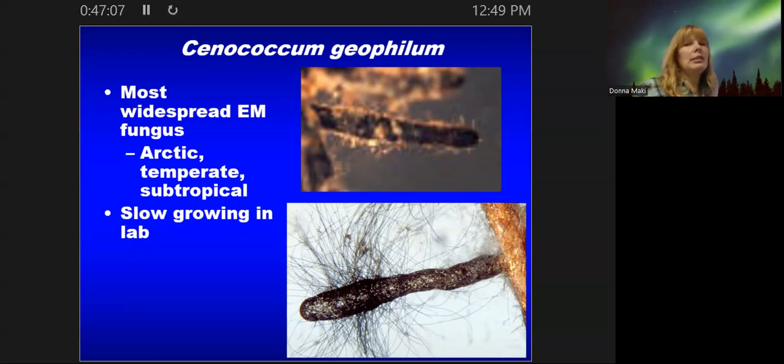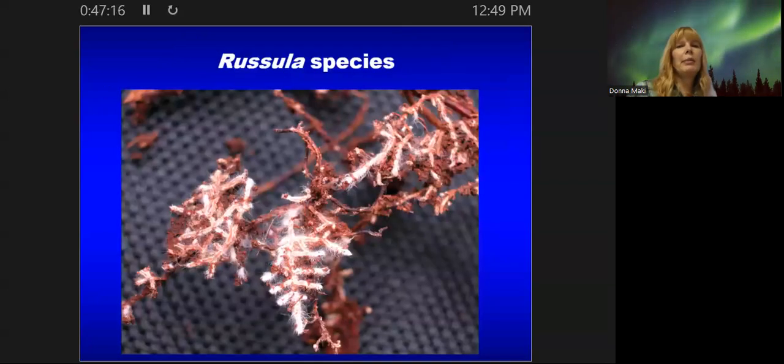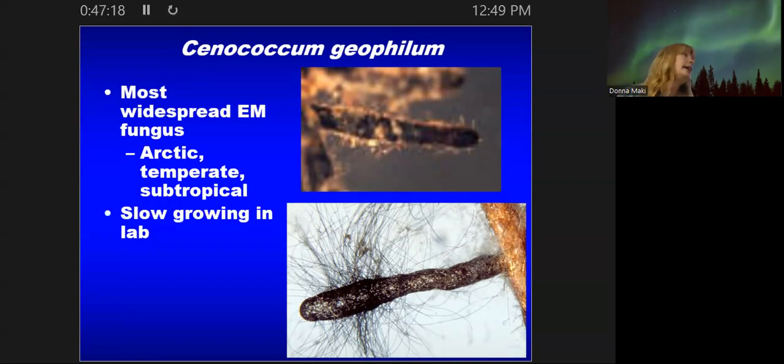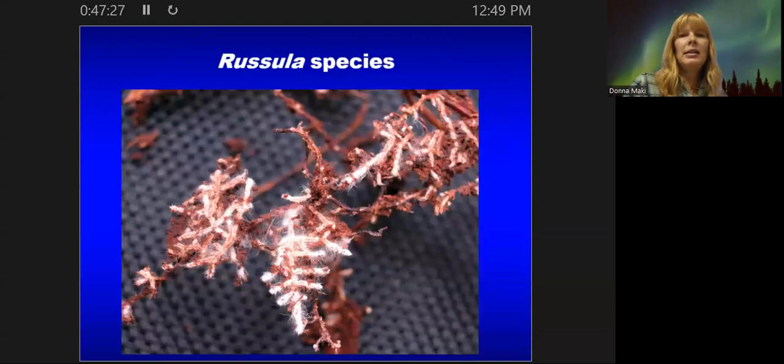It's just really slow. So that's another one that's been heavily studied because it can form relationships with all kinds of different species, and it can live in different habitats. And one of the other reasons why I liked it is that it can release antibiotics that can kill plant pathogens. And I was very interested in biocontrol, still am.